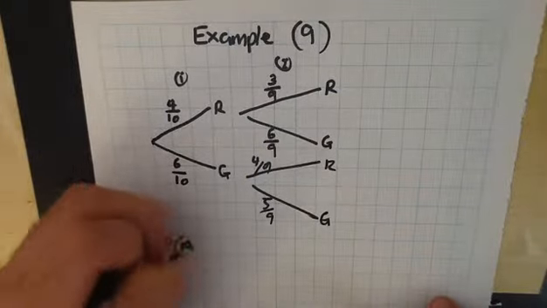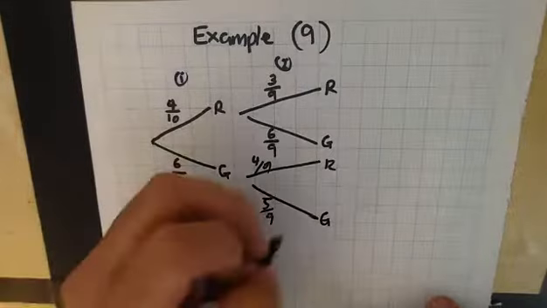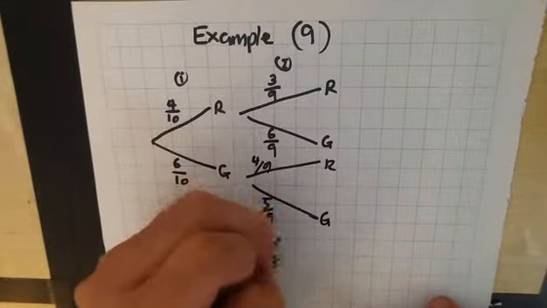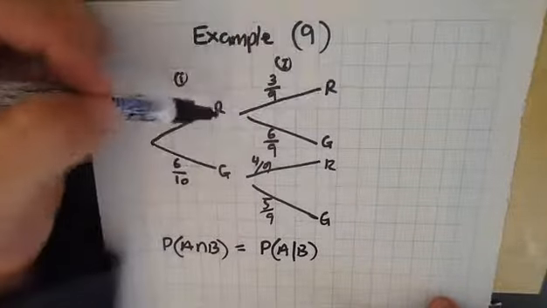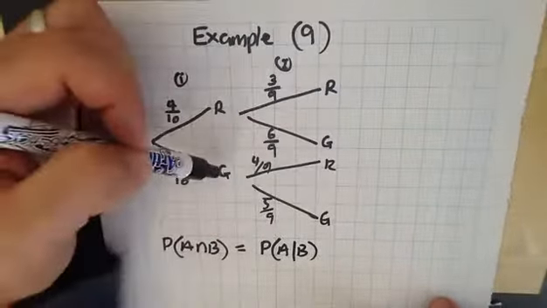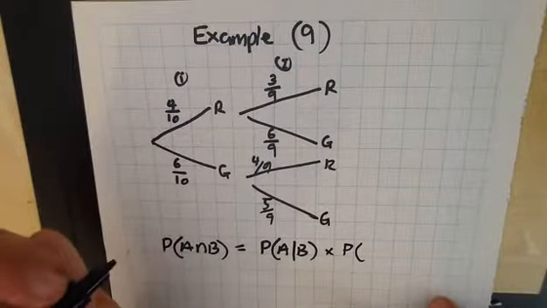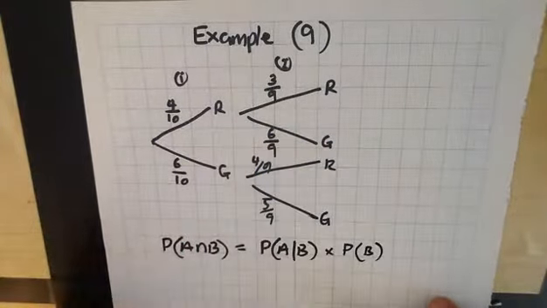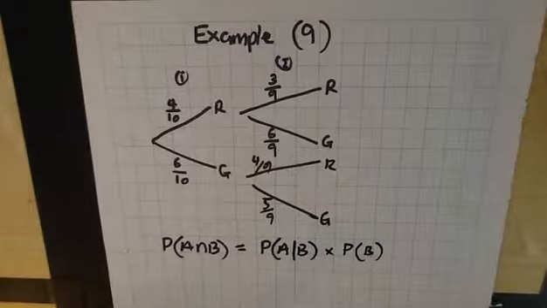So the probability of A and B occurring is equal to the probability of A given that B occurs. So the probability of red given that red occurred here, or the probability of red given that green occurs, multiplied by the probability of B occurring. Okay, so that is the multiplication rule. So we're going to use that here.